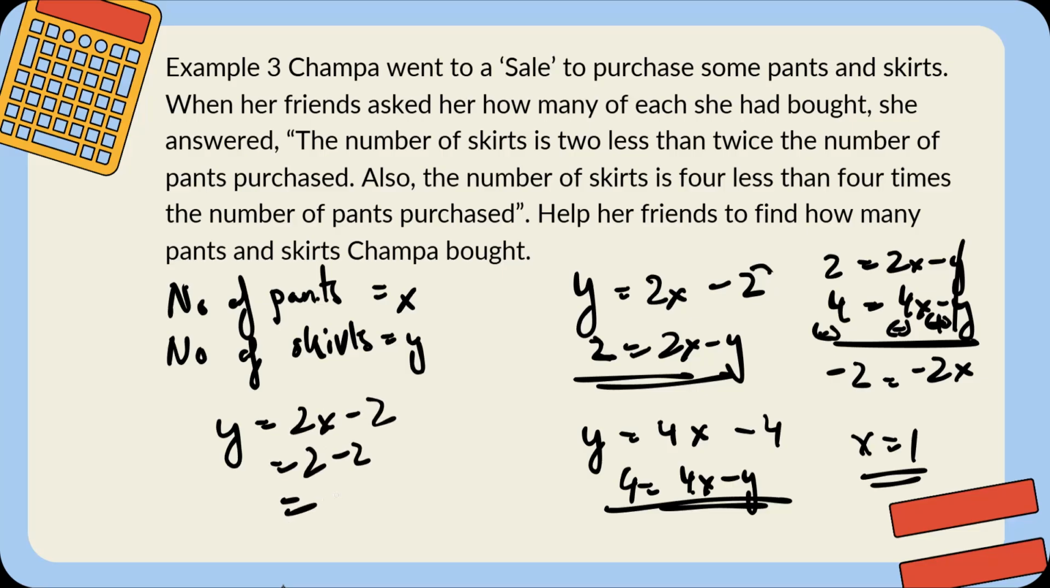So she bought how many pants? X number of pants. So number of pants is 1 pant and 0 skirts, right? So 1 pant and 0 skirts will be the answer. If we need to draw this graphically, we can do it by substituting different values, x is equal to 0, y is equal to 0. We can draw the graph. But here the solution to this will be number of pants is 1, number of skirts is 0.